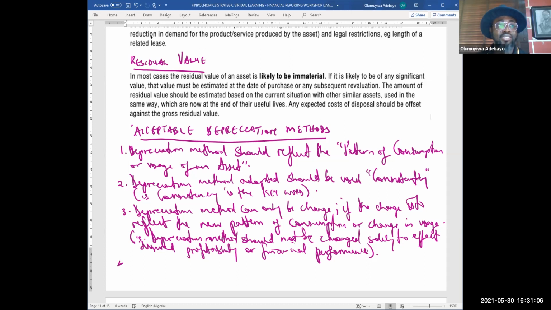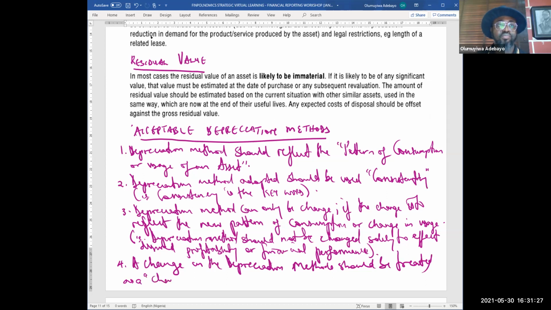And in that regard, a change in the depreciation method should be treated as a change in accounting estimates and not a change in accounting policy.